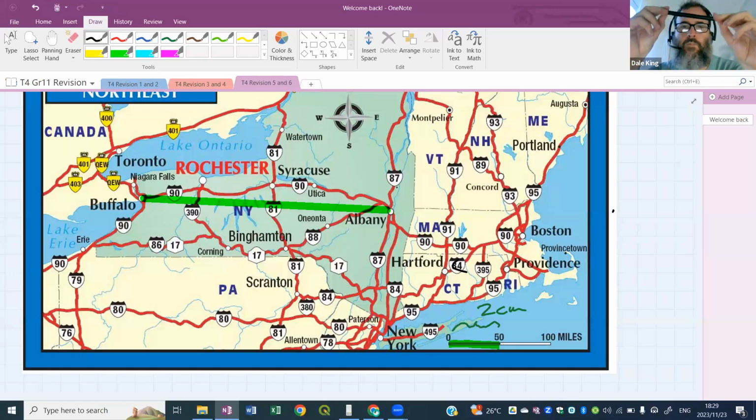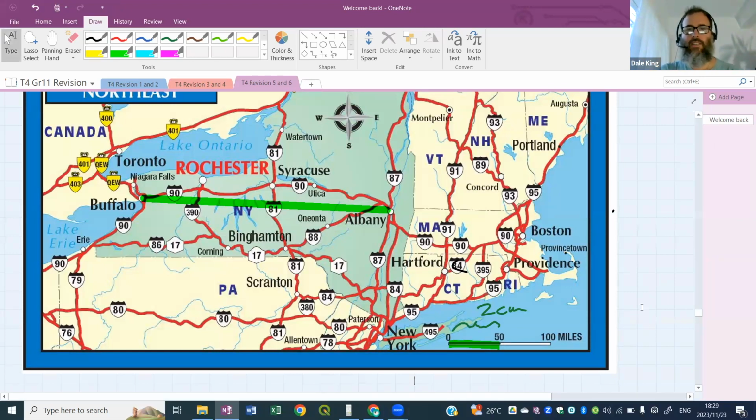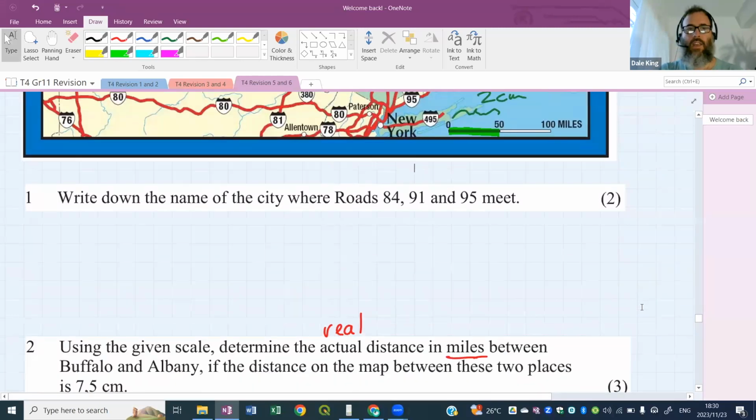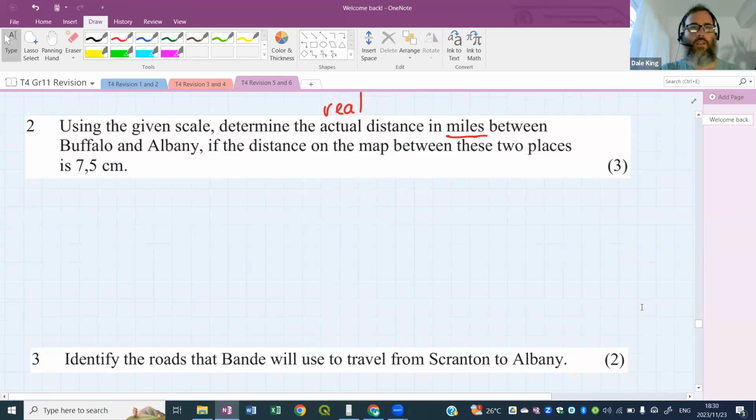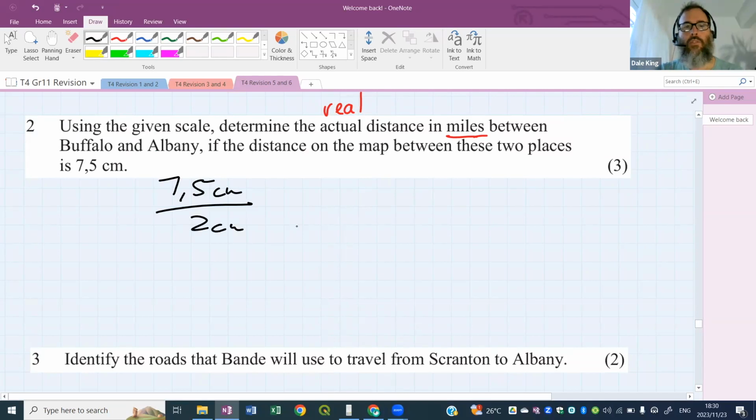So don't I divide? Yes. So I'm going to say 7.5 divided by 2 centimeters times 50. Yes, on the money. All right, so we've got a 7.5 centimeter piece. We want to know how many of these 2 centimeter pieces we have.